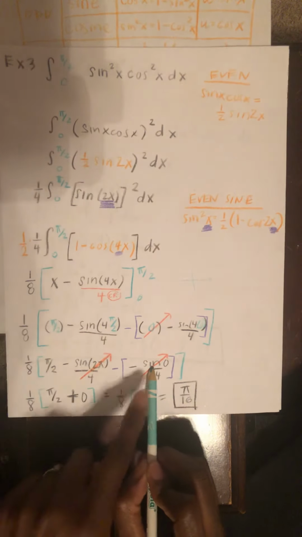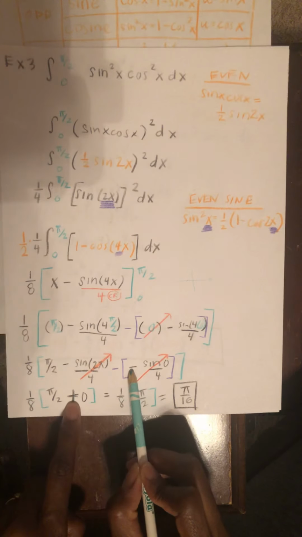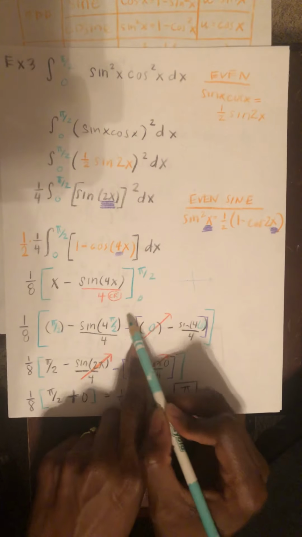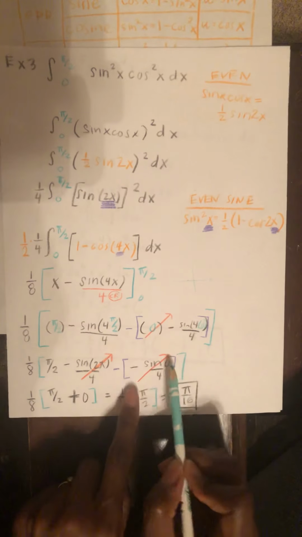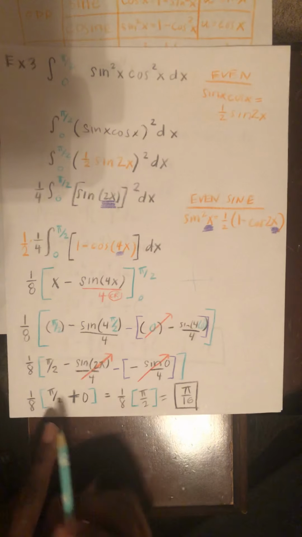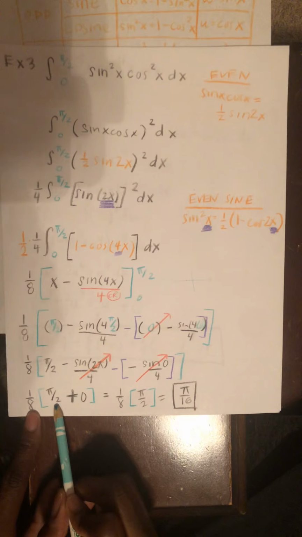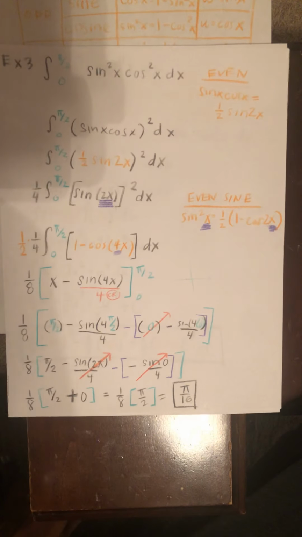If this didn't cancel out, it's really important that you realize that these two negatives will make a positive. And then also, if this didn't cancel out, you'd have to distribute this negative to both of them. So that's why I left the brackets here, just to kind of show you for other types of problems, okay? But at any rate, you multiply this 1/8 and pi over 2 together to get our final answer of pi over 16.